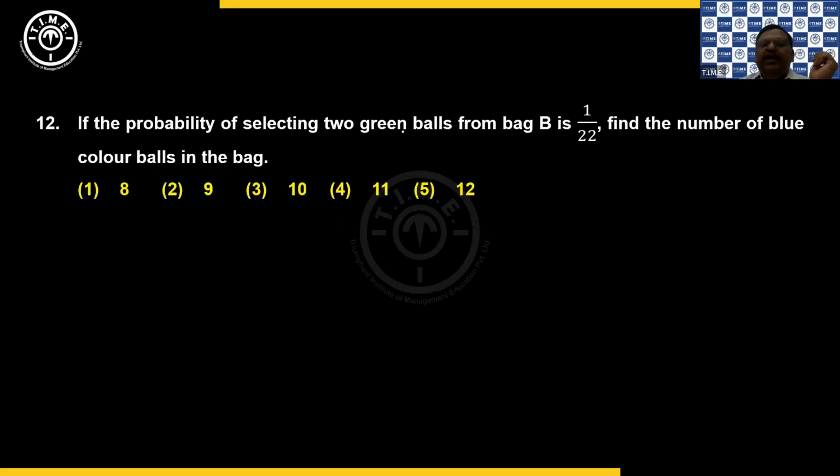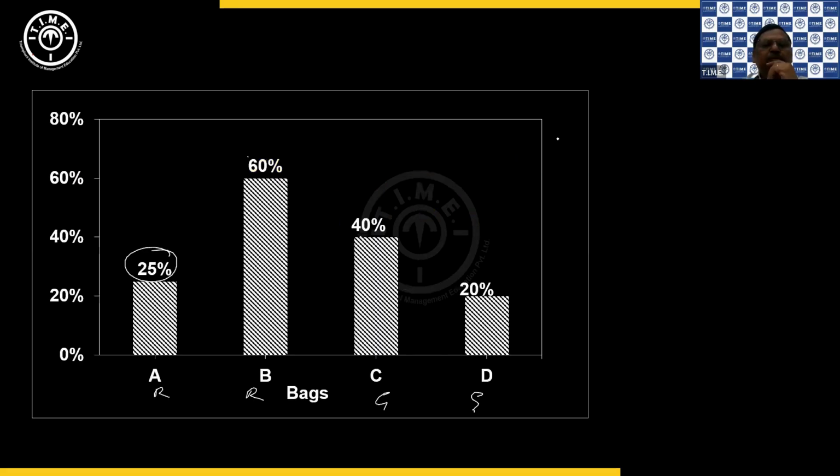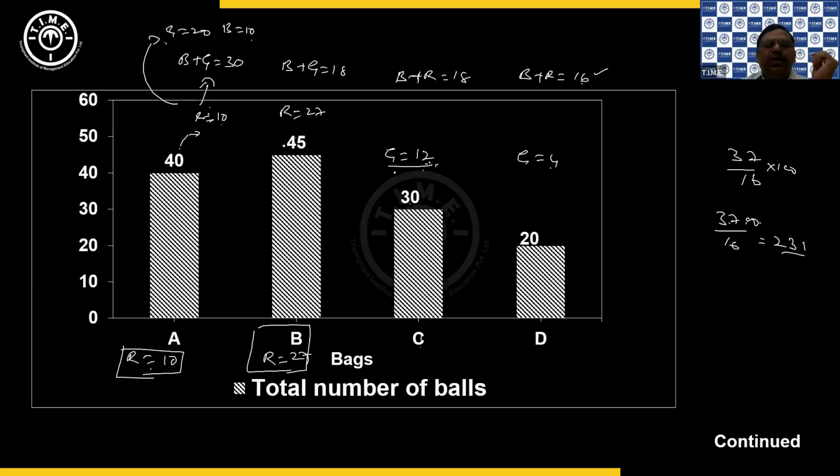If the probability of selecting two green balls from bag B is 1 by 22, find the number of blue color balls in the bag. Probability of selecting two green balls from bag B is 1 by 22. Let's go to this. Probability of selecting two green balls from B is 1 by 22 means, students, I'm sorry, once again.